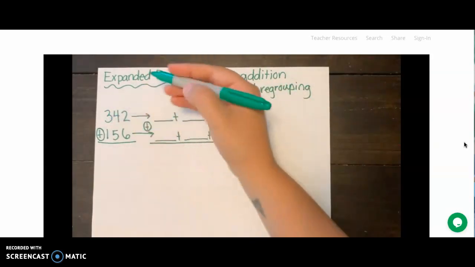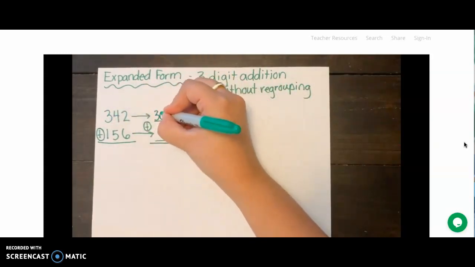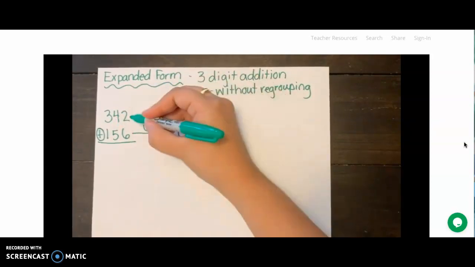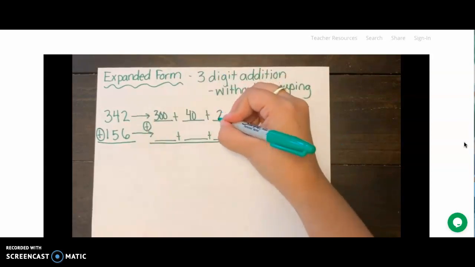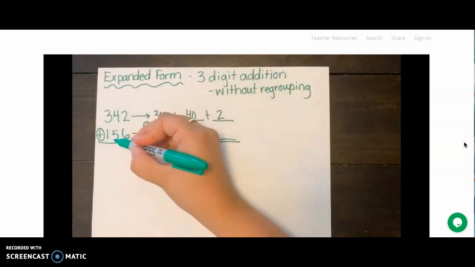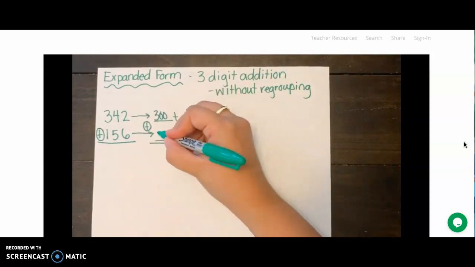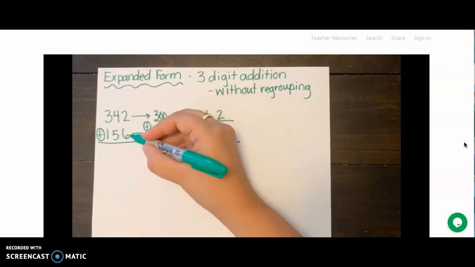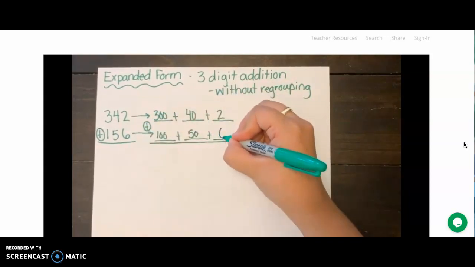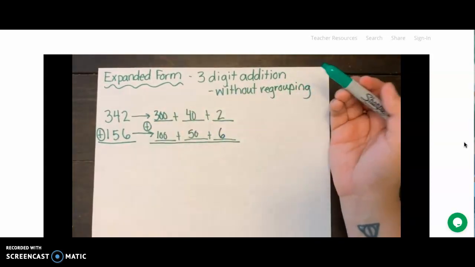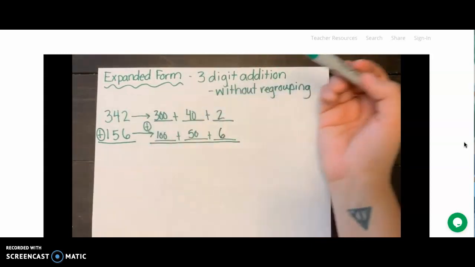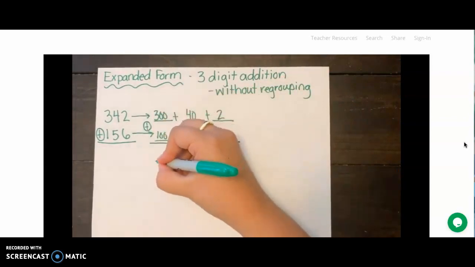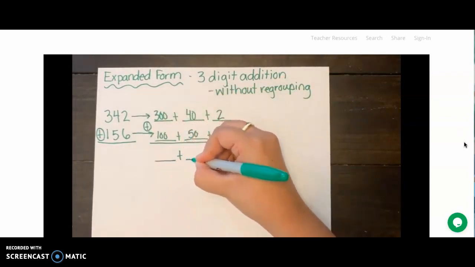So I have 342, so I'm drawing out 300 plus 40 plus 2, which is 342 in expanded form. Then I have 156, so I have 100 plus 50 plus 6. So next I'm going to draw my placeholders, just to make sure everything stays organized.